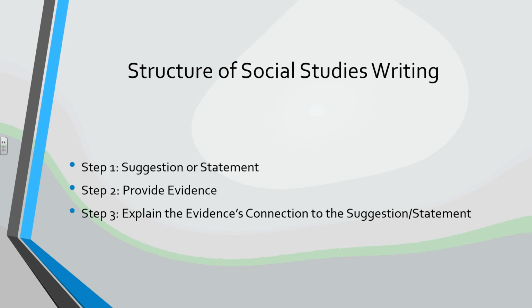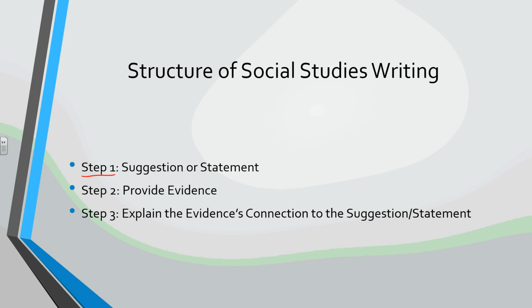The structure of social studies writing involves these 3 steps. First, you're going to make a suggestion or a statement. For example, the people of South America speak Spanish because of the history of being colonized by Spain. That's a statement. That's inarguable. I said it from a place of authority, and I kept to the rules of writing for social studies.